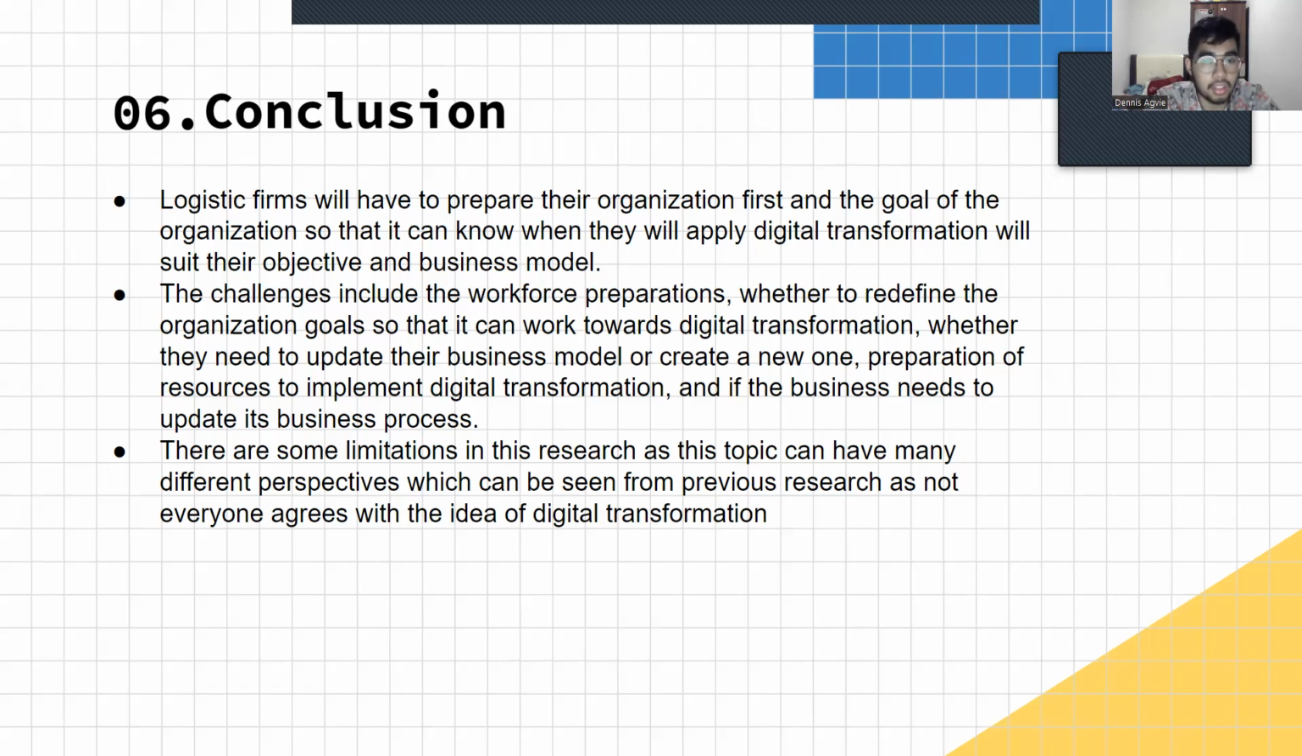There are some limitations in this research, as this topic can have many different perspectives, which can be seen from previous research, as not everyone agrees with the idea of digital transformation.